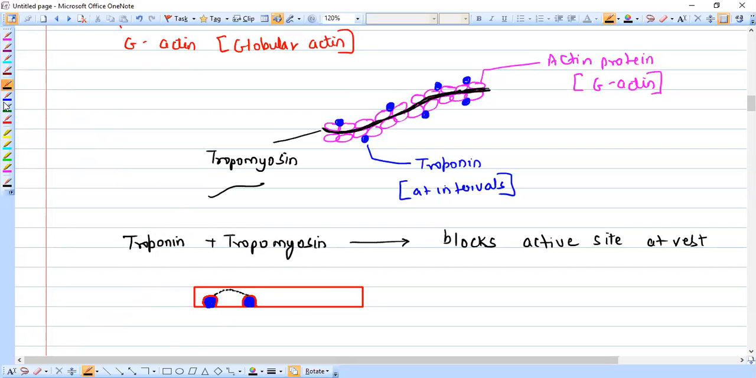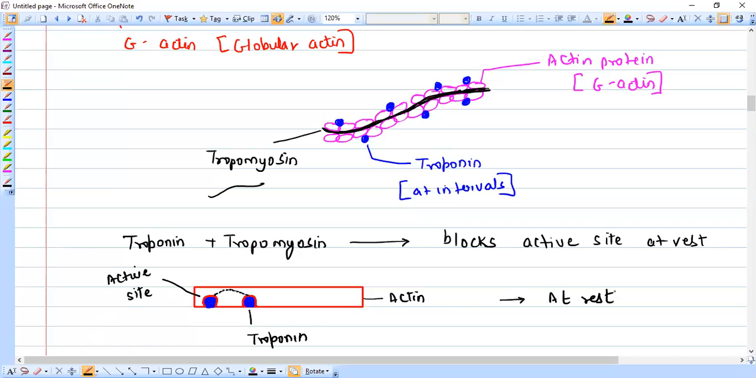So when I do the labeling, how it will appear: this entire stuff is actin. This is the troponin, and this site where it is blocked is called the active site. So I can say when there is no muscle contraction, the active site is blocked because of this troponin. So this is the rest condition.